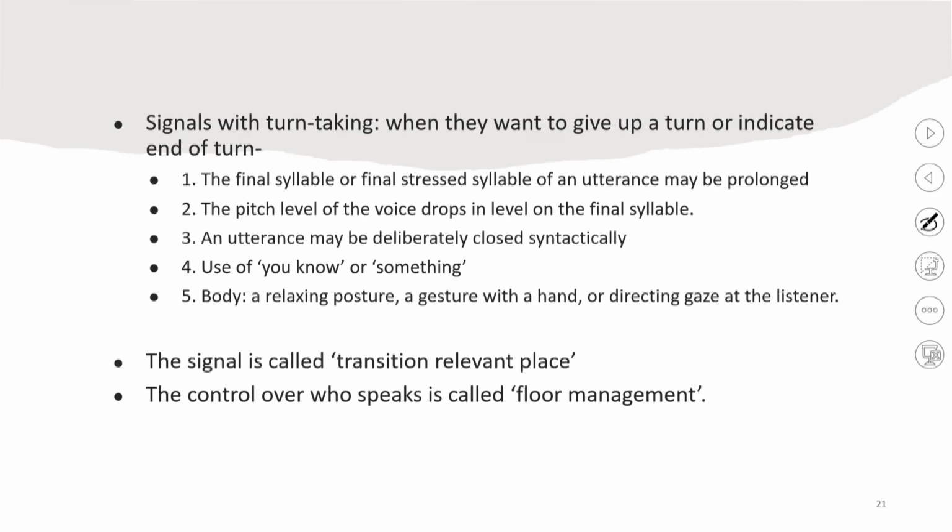Now, signals with turn taking: when people want to give up a turn or indicate the end of a turn, what do they typically do? These are the indicators. The final syllable of an utterance may be prolonged. The pitch level of the voice drops on the final syllable. An utterance may be deliberately closed syntactically, with the use of "you know" or something like this. Similarly, there are body language signals as well, which are part of the end of a turn signal: a relaxing posture, a gesture with a hand, or directing gaze at the listener. Directing gaze at the listener is one of the most telltale signs.